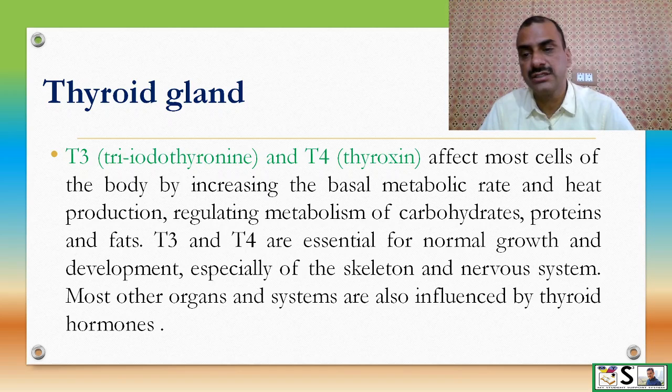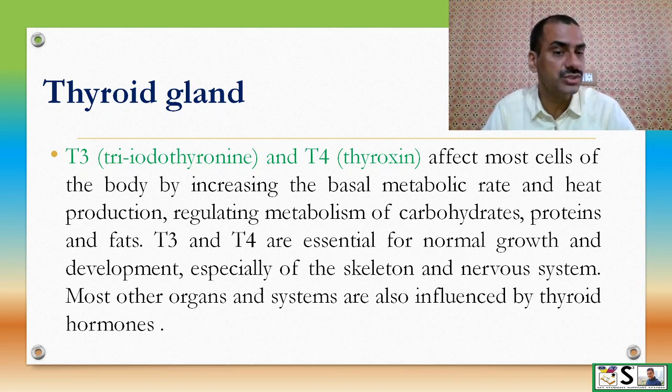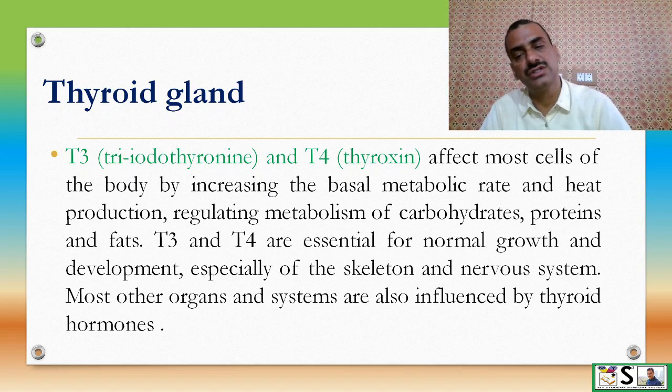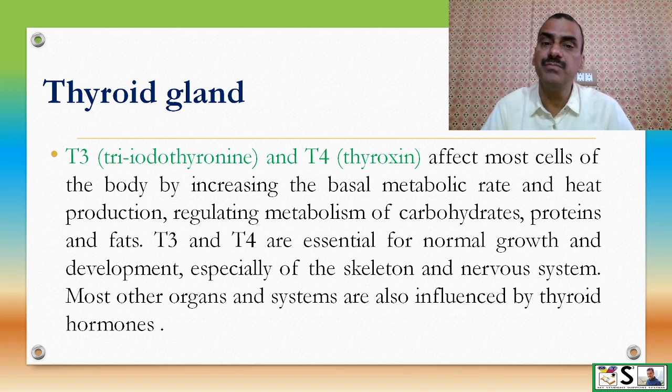T3, that is triiodothyronine, and T4, that is thyroxine, affect most cells of the body by increasing the basal metabolic rate, heat production, and regulating the metabolism of carbohydrates, proteins, and fats. T3 and T4 are essential for normal growth and development, especially of the skeleton and nervous system. Most other organs of the body are also influenced by these two thyroid hormones.